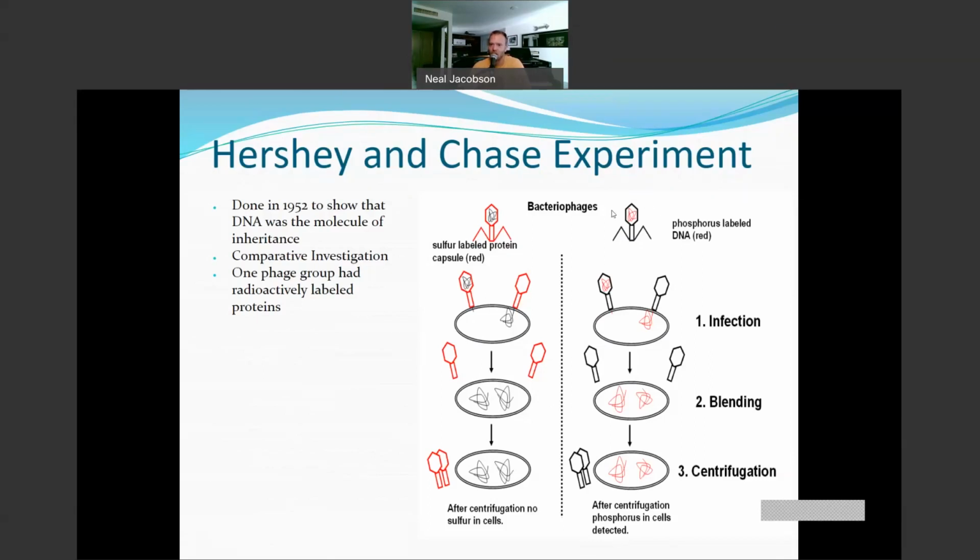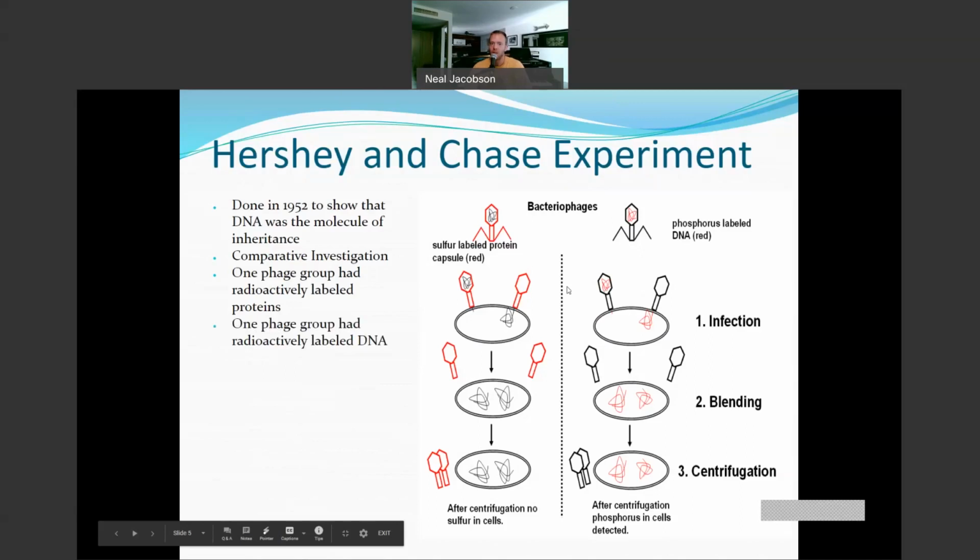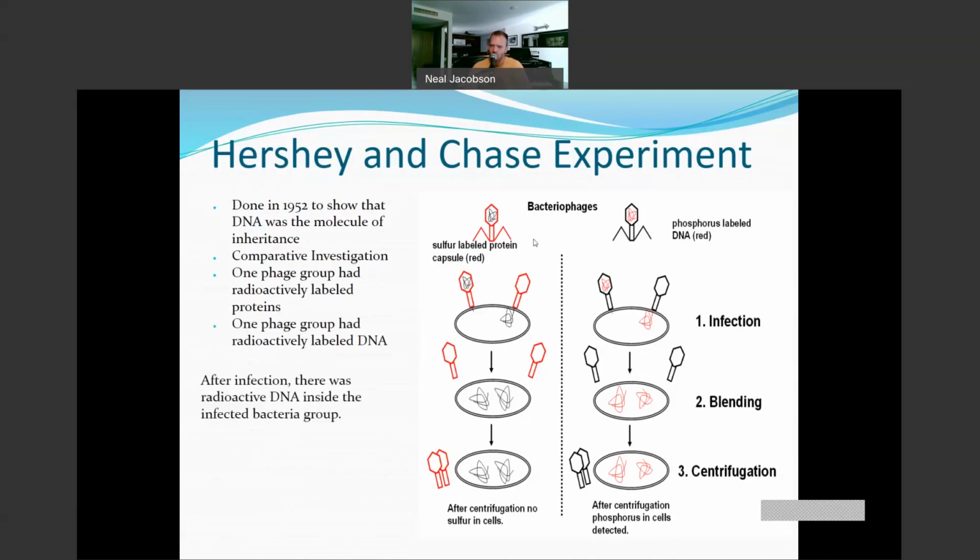And then the protein was just normal on the surface of it, and they let those bacteriophages infect the bacteria, and then they found out that yes, indeed, it was the DNA that was being inserted into the bacteria that was infecting them, and so they figured out that it was DNA from those experiments. So radioactively labeled proteins, radioactively labeled DNA. That way, they could figure out which one was the molecule of inheritance.